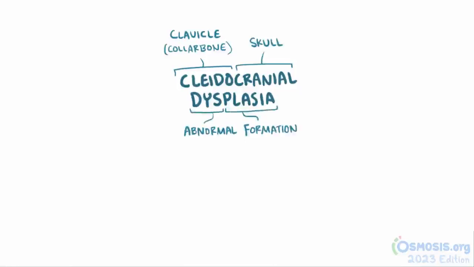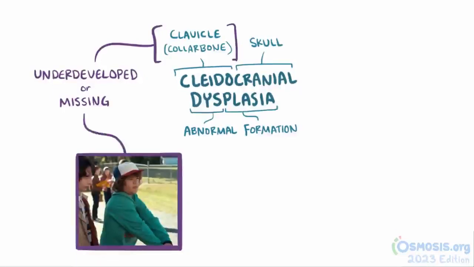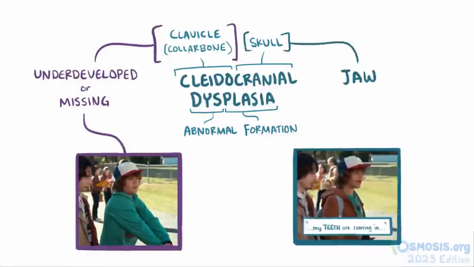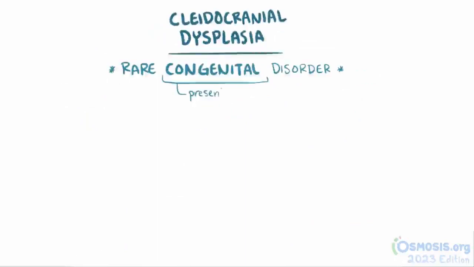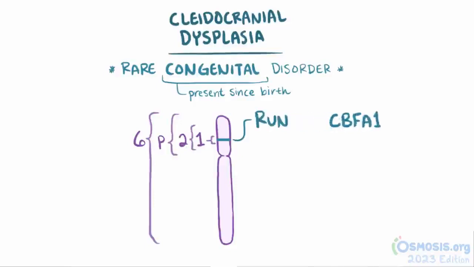So people with cleidocranial dysplasia usually have underdeveloped or missing collarbones, which gives them a wide range of shoulder movement, as well as abnormalities in other bones, especially the skull bones, including the jaw, which can result in delayed eruption of the teeth. Now, cleidocranial dysplasia, or CCD, is a rare congenital disorder, meaning present since birth, and it's caused by a mutation in a gene on chromosome 6 located at 6p21, which means chromosome 6, the short arm, or P, region 2, and band 1. The gene's called CBFA1 or RUNX2, so let's just go with RUNX2.